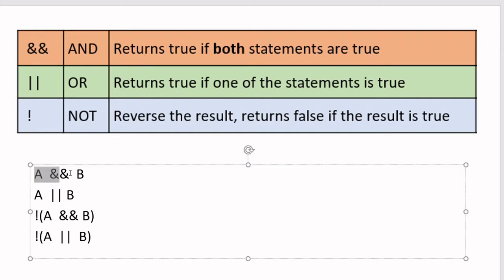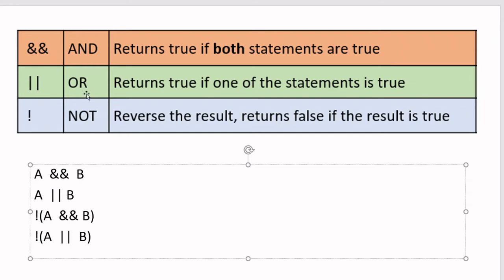So let's take this example. If A is true and B is true, then the outcome of the whole expression is true. But if one of these two statements, A or B, is not true, then it will never be true. Then the outcome is going to be false. So the only case that this expression is going to return a true is if both A and B are true. But if one of them is false, then the whole expression is going to be false.